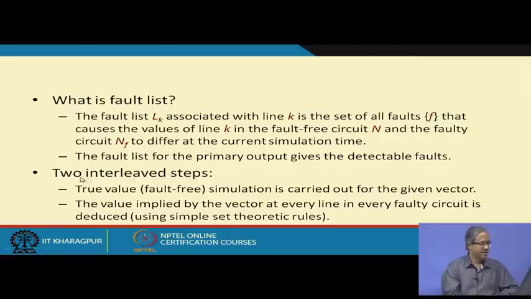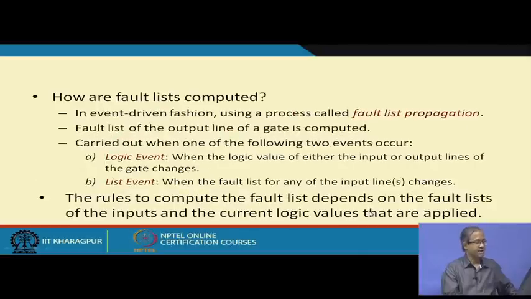So, there are two interleaved steps involved. One is the true value or fault free simulation with a given vector, and we are concurrently computing the fault lists. There are some simple set theoretic rules I will be illustrating, using which you can compute the fault lists. Let us take some examples later after we talk about these events.